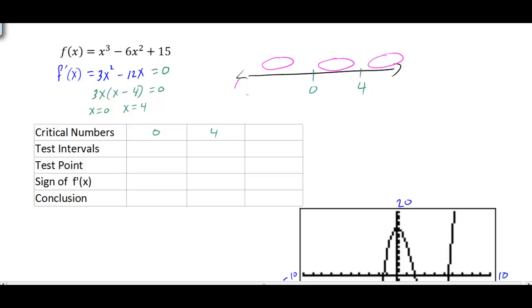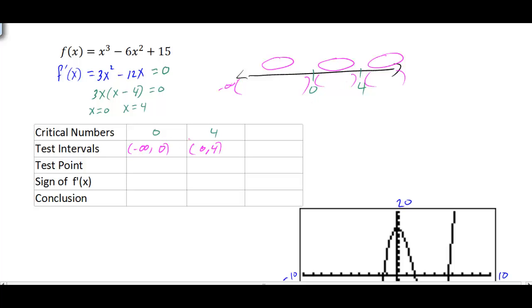If we know what's happening here from negative infinity to 0, if we know that our slope is positive, then it's always going to be positive because our graph is not going to change directions until 0, if it changes at all. So then we figure out what's happening from 0 to 4, because again, our graph cannot change directions until 4. And then we want to know what's happening to the right of 4. So that's where we get these 3 test intervals. So our test intervals would be negative infinity to 0, and then we have to go from 0 to 4.